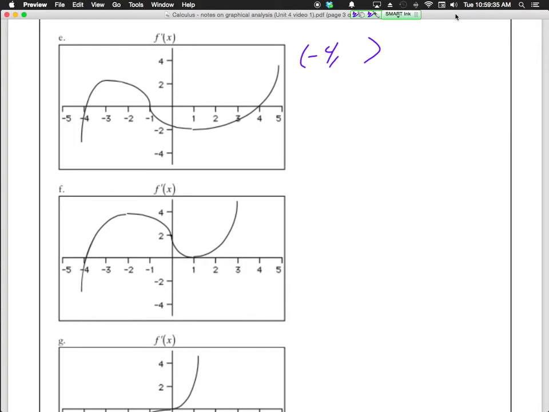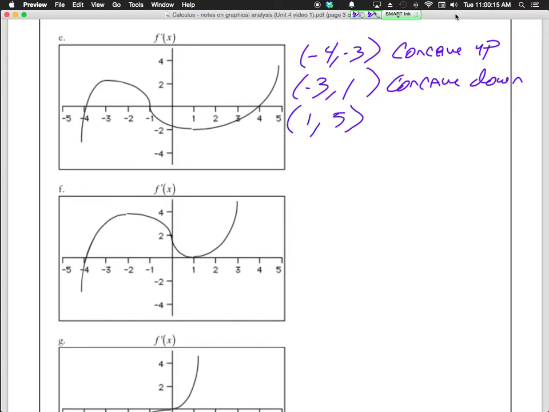Back there in the corner, be quiet. Where it's increasing and decreasing. All right, and what does this thing start out doing? When does it stop increasing? At -3. So -4 to -3, I am concave up. Then what does my graph start doing? From -3 to 1, it's concave down. I agree with that. And 1 to 5 is concave up.